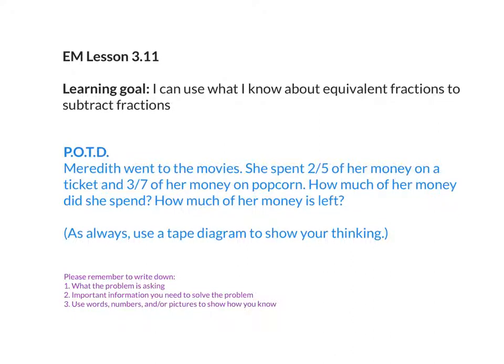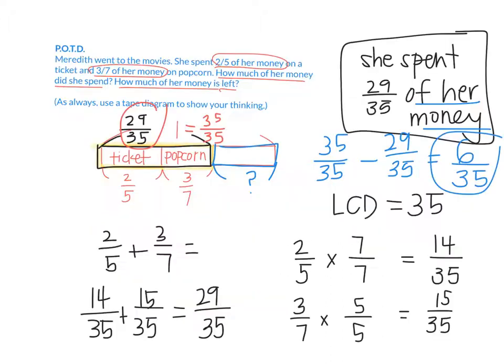Today is Thursday, January 10th, and we're doing Eureka Math Module 3, Lesson 11. And your learning goal says, I can use what I know about equivalent fractions to subtract fractions. So in your head, you can probably predict that we're going to be following those same steps we usually do, except at the end, instead of adding, we are going to be subtracting. Very good.